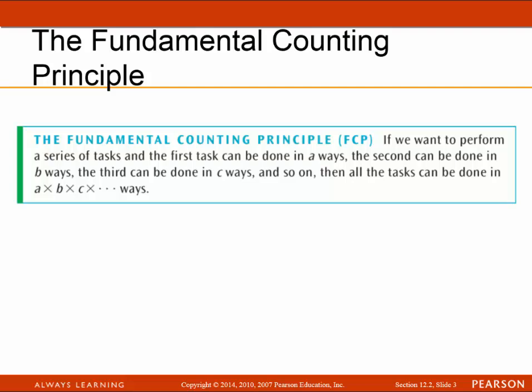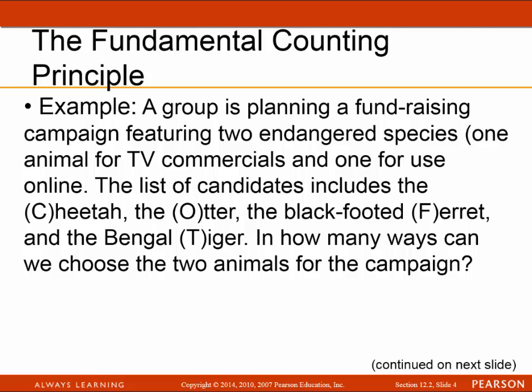So now, the fundamental counting principle. If we want to perform a series of tasks, and the first task can be done in A ways, and the second can be done in B ways, and the third in C ways, then all of the tasks can be done in A times B times C ways. So what we do is we multiply the choices for the first slot, the choices for the second slot, and then the choices for the third slot, and that gives us all the possible ways that we can organize these three tasks. So here's the example from section 12.1.